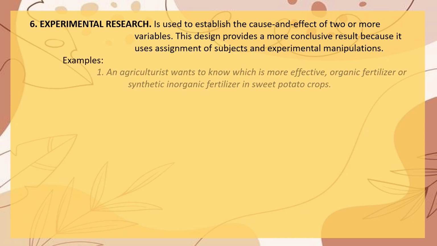For example, an agriculturist wants to know which is more effective, organic fertilizer or synthetic inorganic fertilizer in sweet potato crops. This experimental approach allows the agriculturist to draw causal inferences about the effectiveness of organic versus synthetic fertilizers, controlling for other variables that could affect crop performance. Based on the results, the agriculturist could conclude which type of fertilizer is more effective for sweet potato crops, thereby providing valuable insights for future agricultural practices.